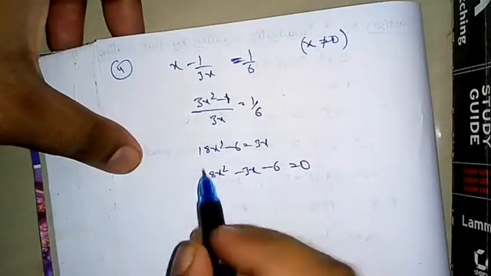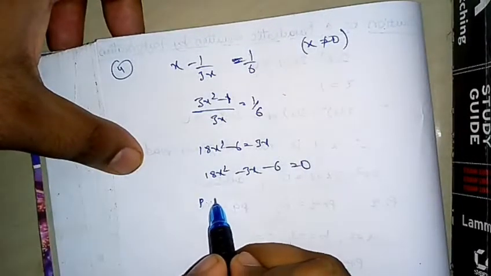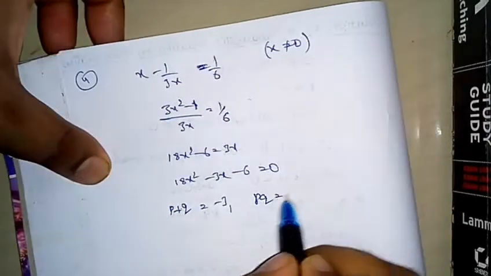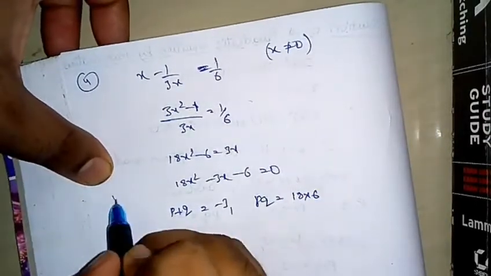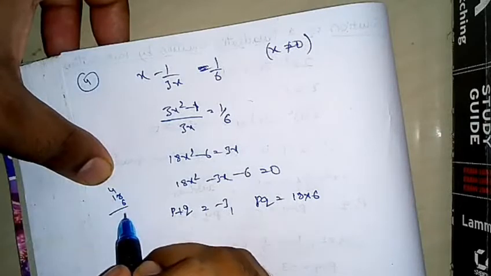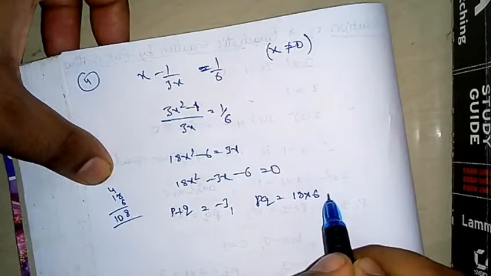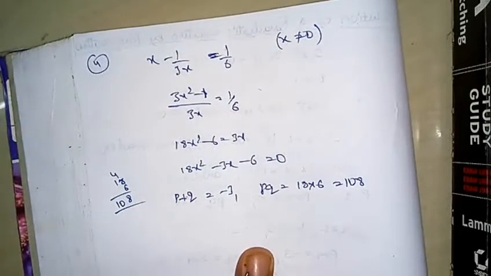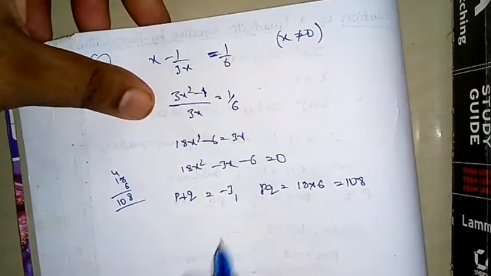Now find two numbers p comma q such that p plus q is equal to minus 3 and pq is equal to 18 into 6. 18 into 6 is 108. Now find all the factors of 108.